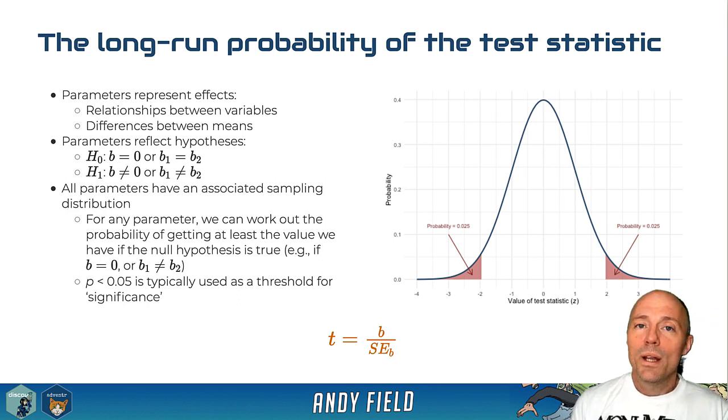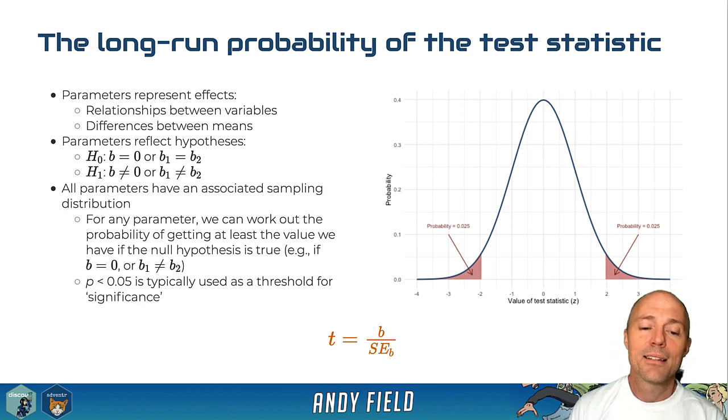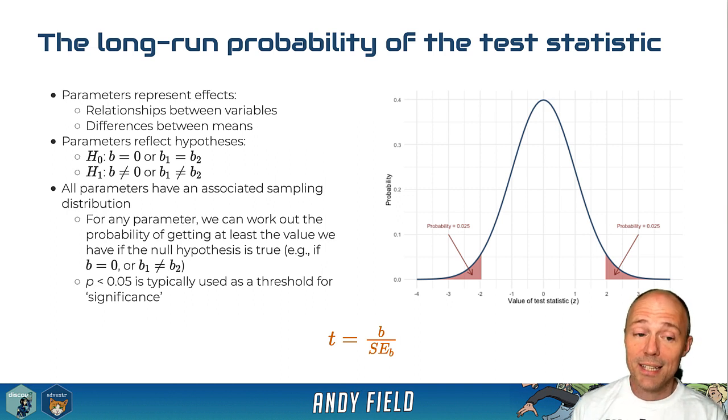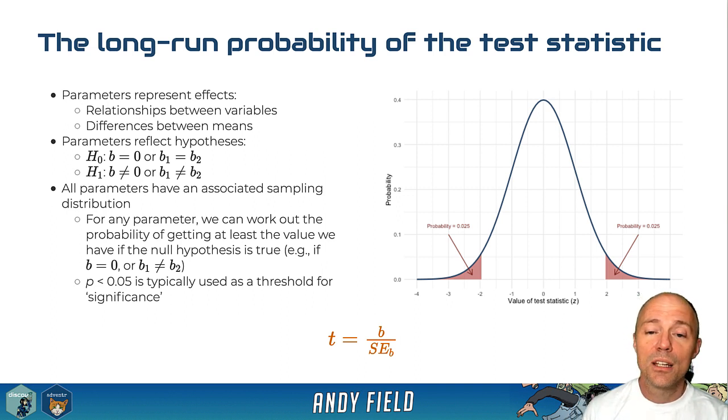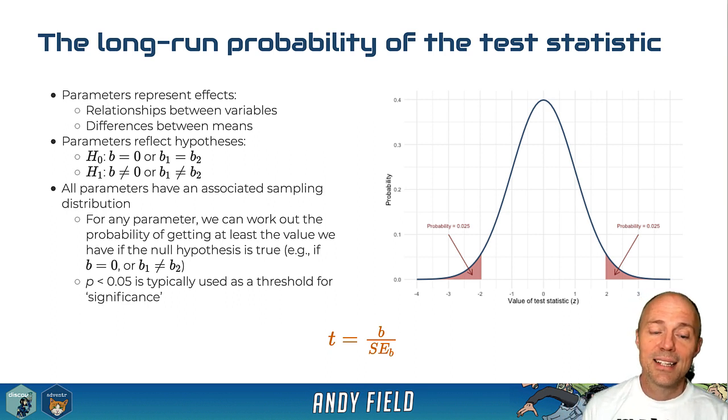When we do that, we get a test statistic, typically a t statistic in fact. If we divide the parameter by its standard error, that gives us a test statistic, a signal to noise ratio. And once we've calculated that test statistic, we can, based on its properties, work out the likely values of that test statistic if the null hypothesis were true. So if a beta was 0, what values would we be likely to get of a particular test statistic?